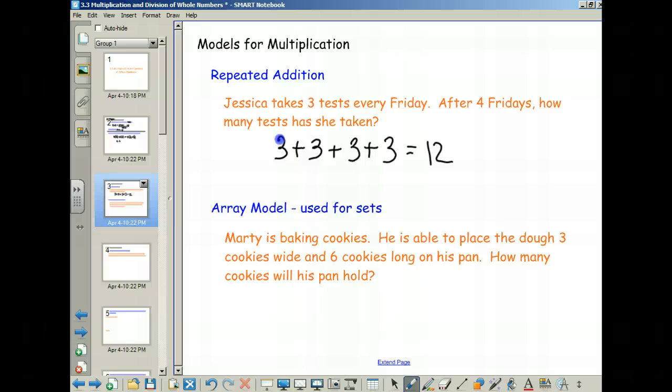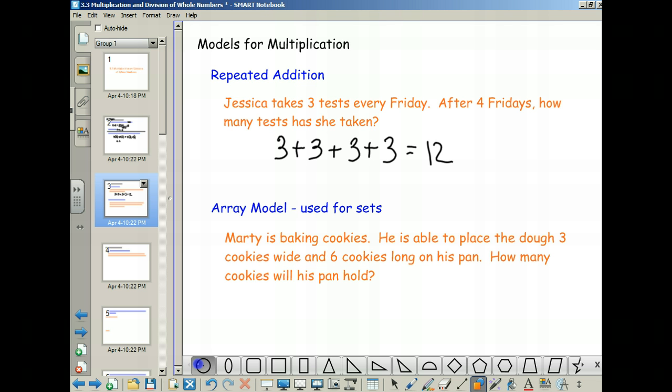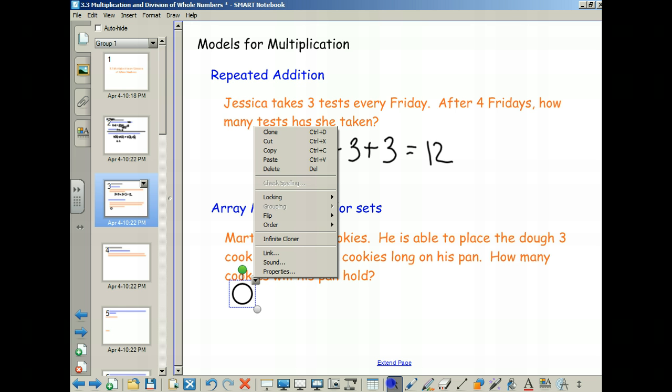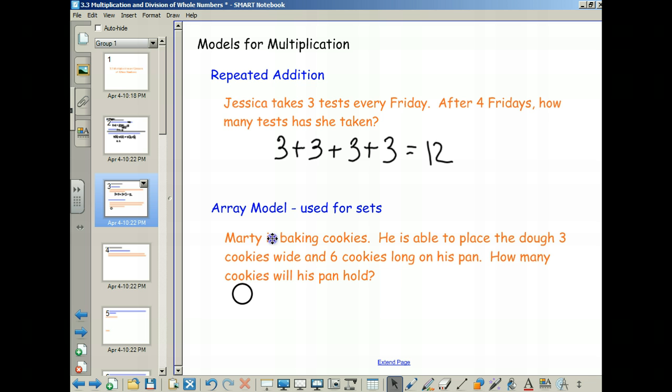The next one, we've got somebody making cookies, and we might be hungry before I'm done with the lesson, because that sounds really good. So we've got Marty, and Marty's making cookies. He's able to place dough 3 cookies wide and 6 cookies long in the pan. How many cookies will be on his pan? This one, I do have a picture for you. You guys are going to get yours drawn probably before I do, but it works really nicely to draw my cookies. I need to draw the cookies so that they're 3 wide, or long, either way. And I've got to have 6 of them across.